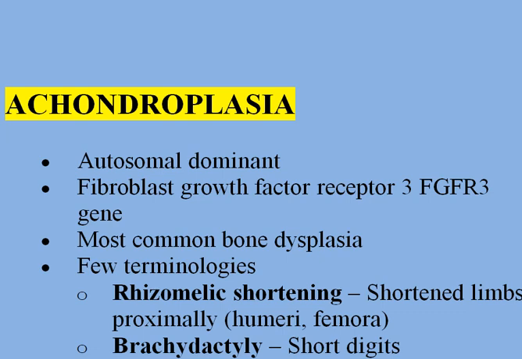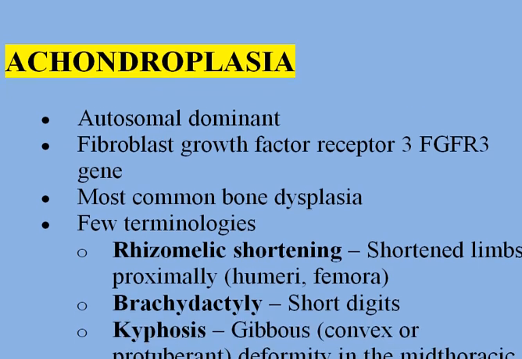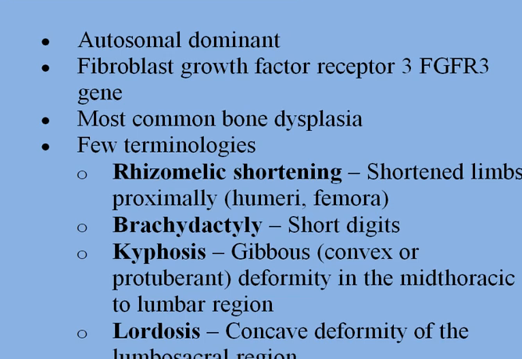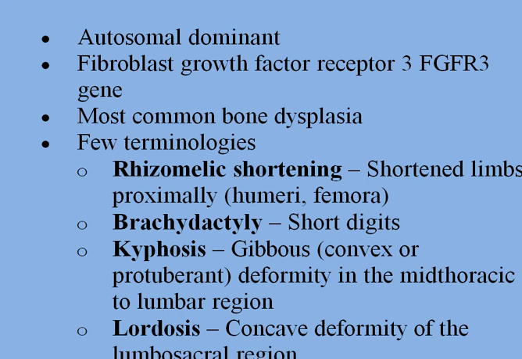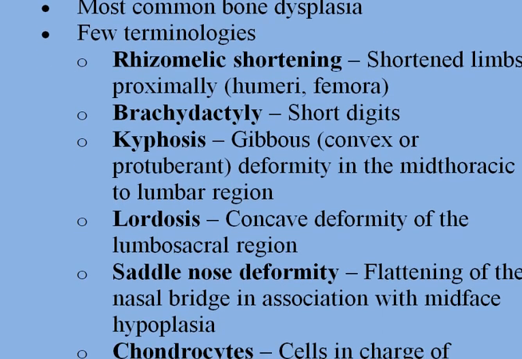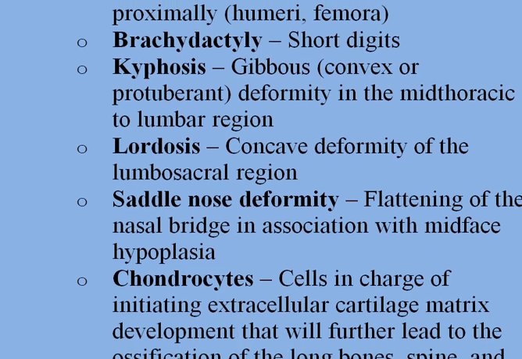Remember that. Now there are few terminologies which you need to understand. Rhizomelic shortening. It's the shortened limbs that are proximally shortened, such as the small humeri and femora. Brachydactyly, they are the short digits. Kyphosis is a gibbous, convex, or protuberant deformity in the mid thoracic to lumbar region. Lordosis is the concave deformity of the lumbosacral region. Saddle nose deformity is a flattening of the nasal bridge in association with mid-face hypoplasia.